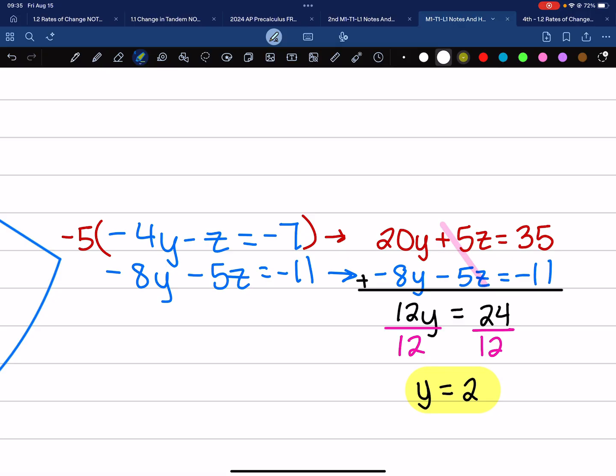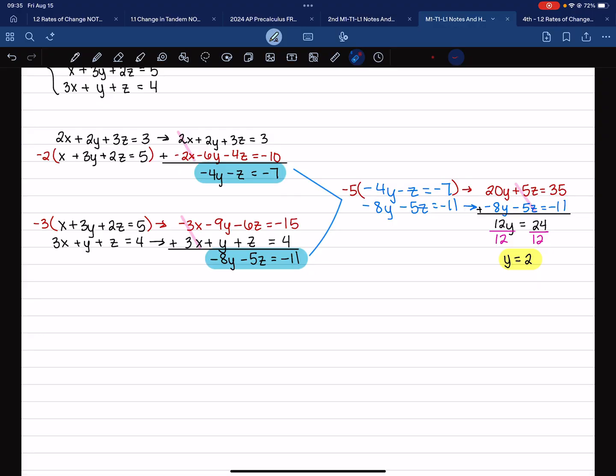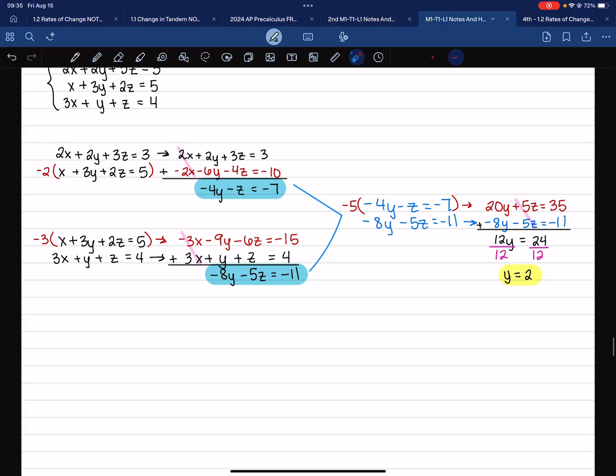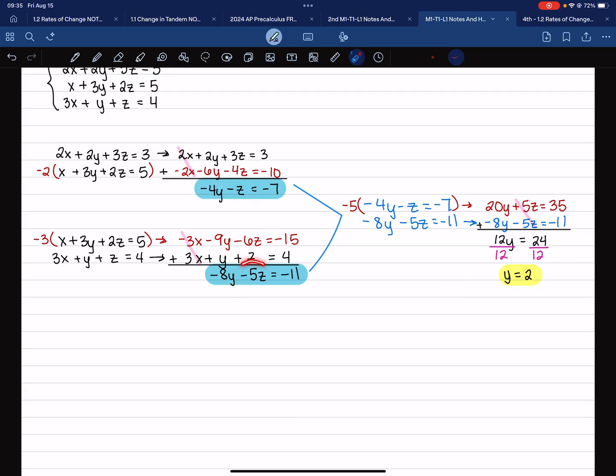Now that we've done that, we can use this and plug it back into one of our previous equations to solve for another variable. So now we're working the opposite way. We're going to take this and plug it in for the y in this equation or in this equation. Either way doesn't matter. Because this one has a negative 5z, I'm going to choose this one because it's just a negative 1z and it's a little bit less work.